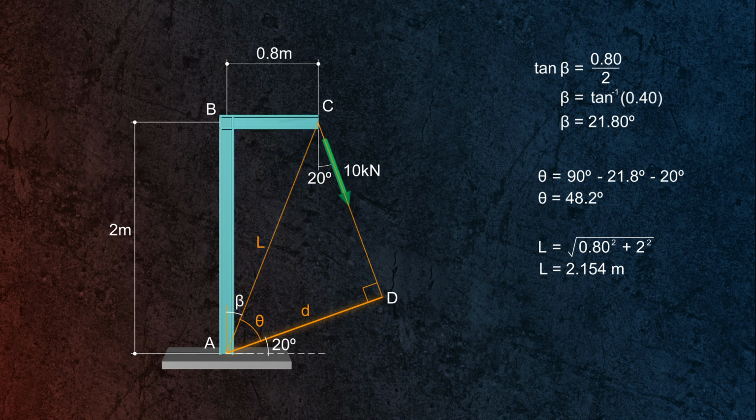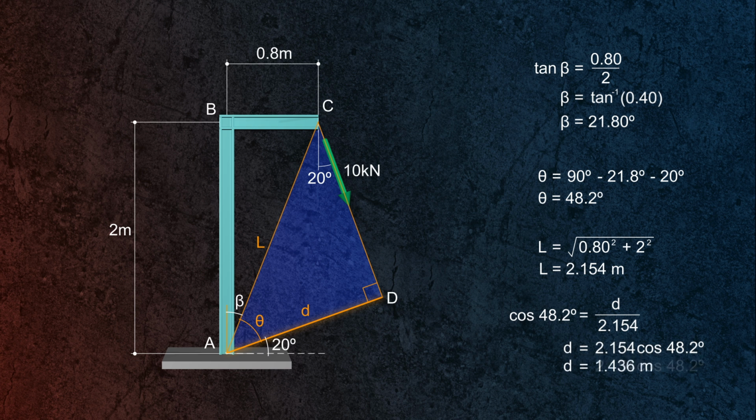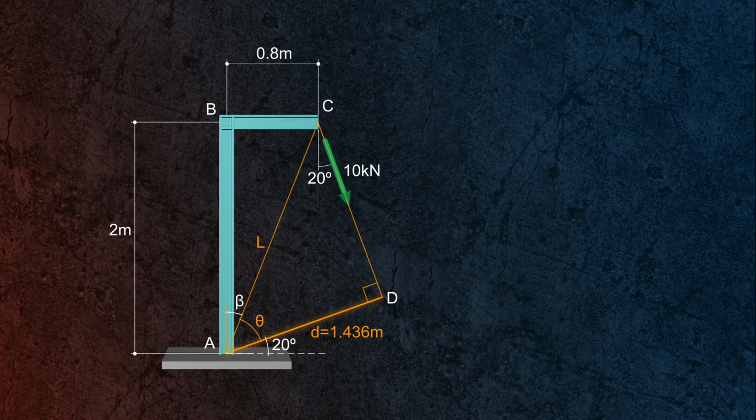Finally, using the cosine function with the right triangle ACD, the cosine of 48.2 degrees is equal to D over the hypotenuse 2.154 meters. Solving for D, we get 1.436 meters. We can now substitute the force and distance to the formula for moment. So M is equal to 10 kilonewtons times 1.436 meters, which is equal to 14.36 kilonewton meters.